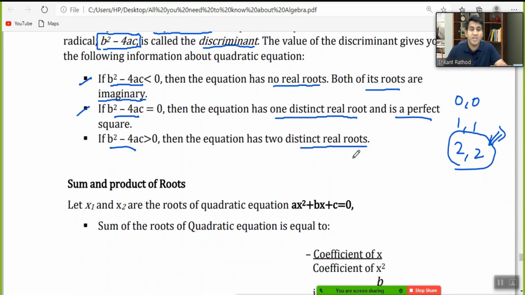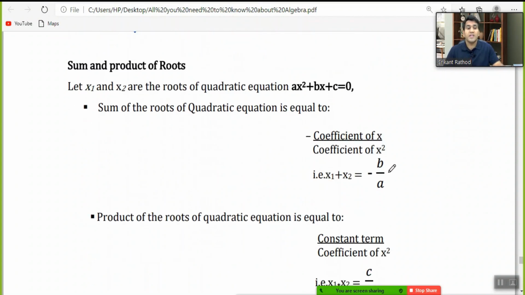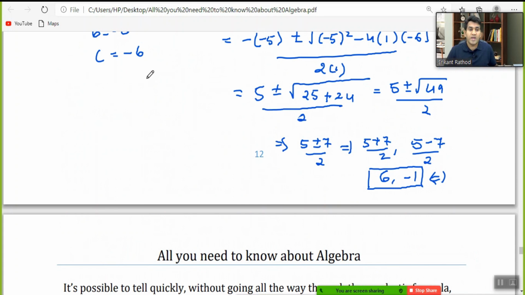Okay, so these are the very important conditions to predict whether the given equation has real roots or not, right? Apart from this, you may also expect questions based on the sum and the product of the roots. Some exams want you to find the sum of the roots and the product of the roots. When you are solving the quadratic equation, you get the two values of x. When you add them, that is the sum of the roots. When you multiply them, that is the product of the roots.